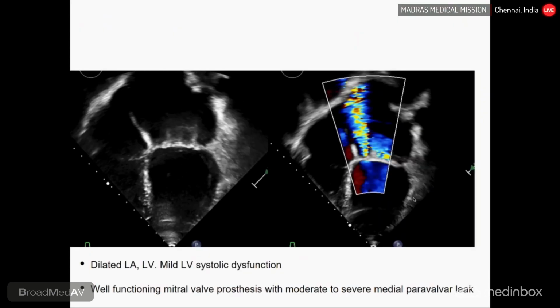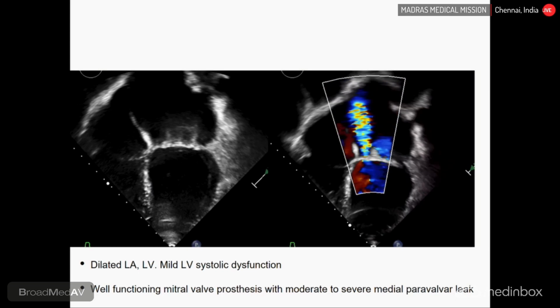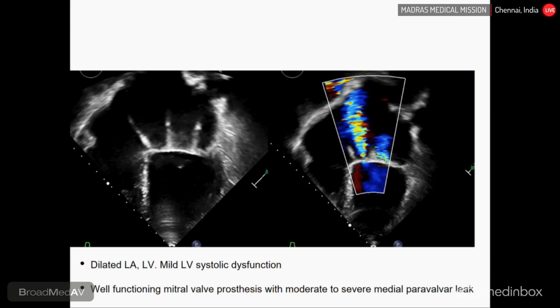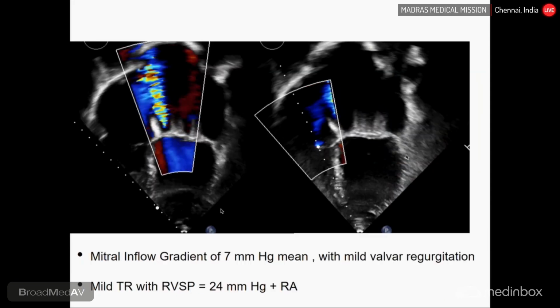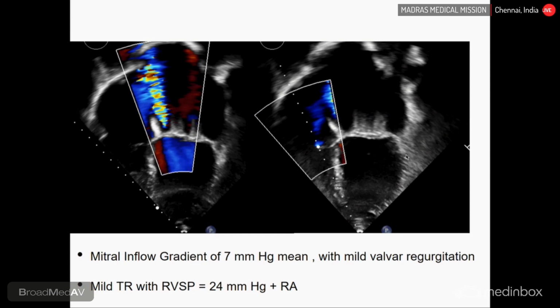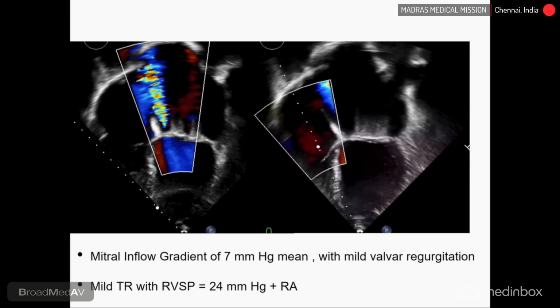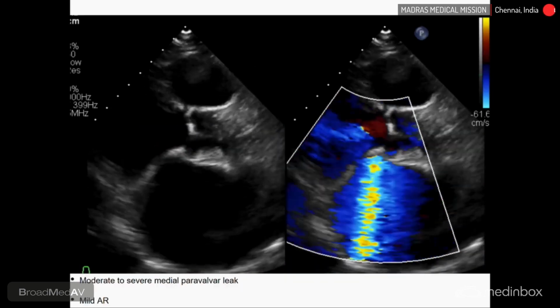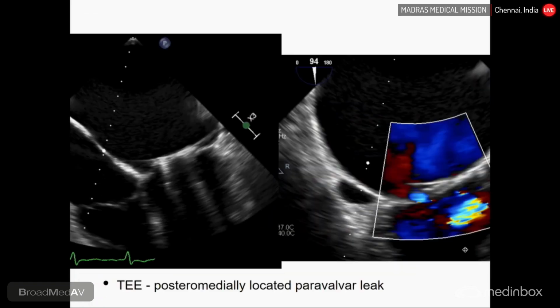This is the transthoracic echocardiogram showing a dilated left atrium and left ventricle with mild LV systolic dysfunction, a well-functioning mitral valve prosthesis with moderate to severe medial paravalvular leak. The mitral inflow gradient was measured 7 mm of mercury mean with mild valvular regurgitation, and the TR was mild with an RVSP of 24. The parasternal long axis view showing moderate to severe medial paravalvular leak and mild aortic regurgitation.